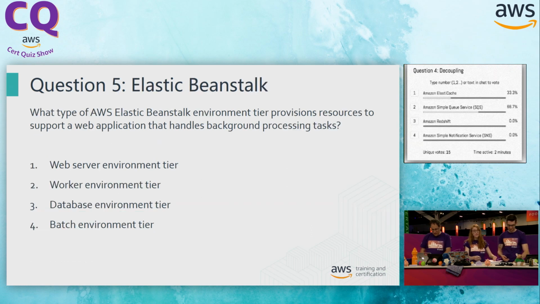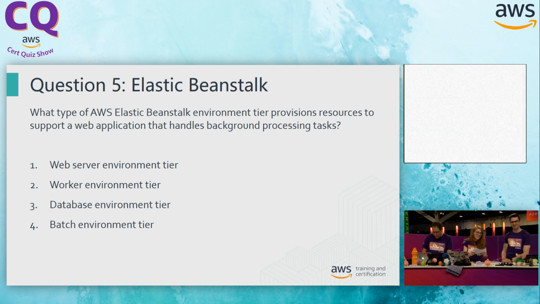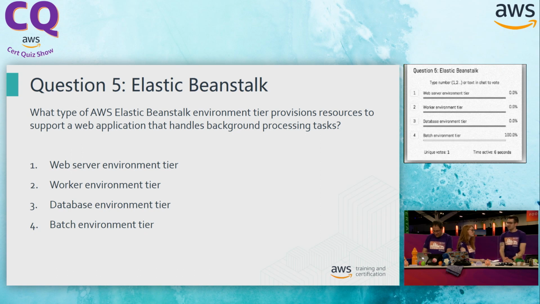Awesome. Let's jump to our last question of CQ today. Elastic Beanstalk. Oof, one of my favorites. What type of AWS Elastic Beanstalk environment tier provisions resources to support a web application that handles background processing tasks? All right, so this is a mouthful, a lot of long words we're looking at here. So this is where playing around with Elastic Beanstalk is going to be important.